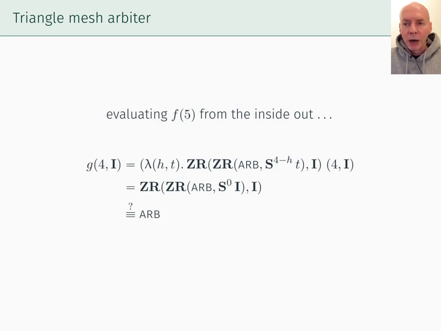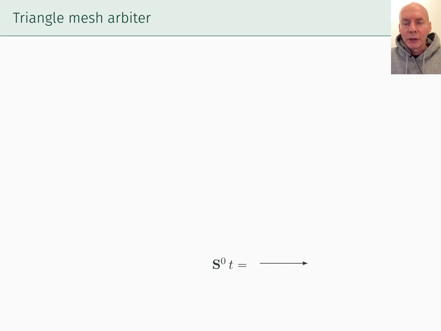g of 4, i is, by definition, this expression with h instantiated as 4 and t as i. S to the 0 is just the identity function. So maybe this whole thing reduces to just a primitive arbiter. Let's see. Starting with i equal to t equal to a wire. S to the 0 of t is still a wire.